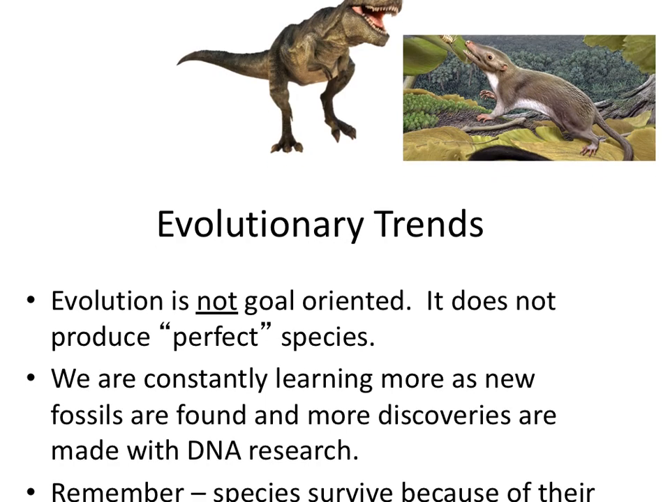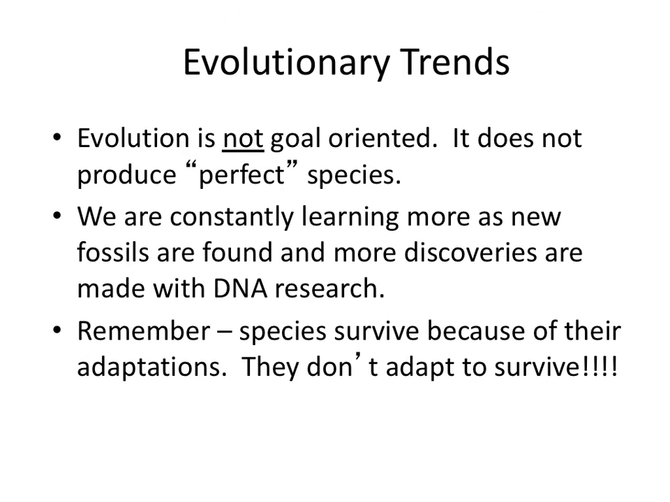So just to kind of conclude, evolution is not goal-oriented. We're not making perfect species over time. Species change based on the environment that they're in. Those with favorable traits survive. Those with unfavorable traits tend to die. This one I think is super important.